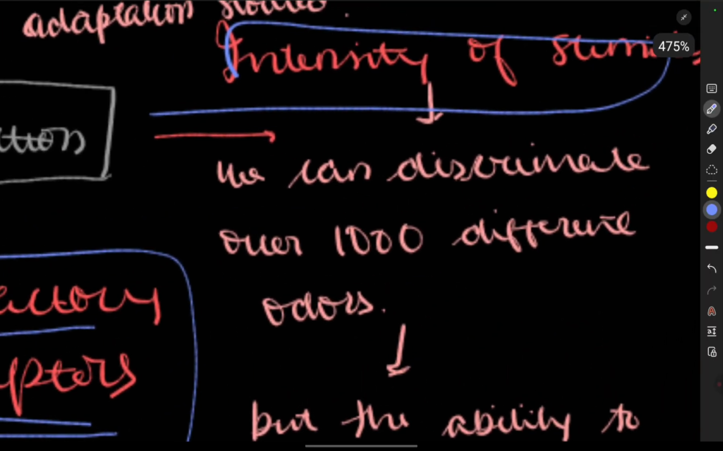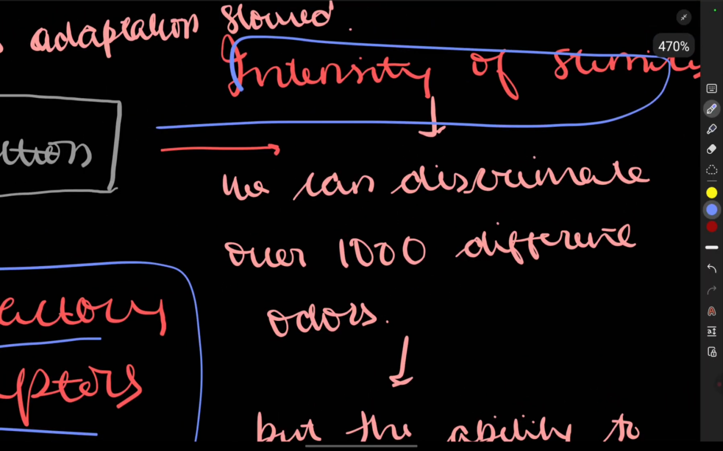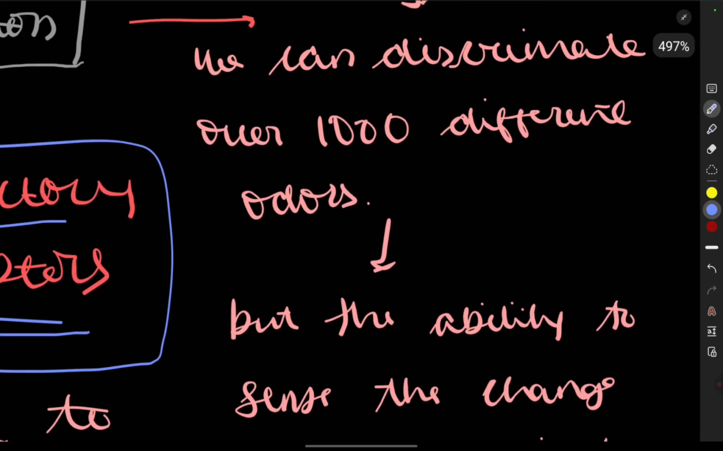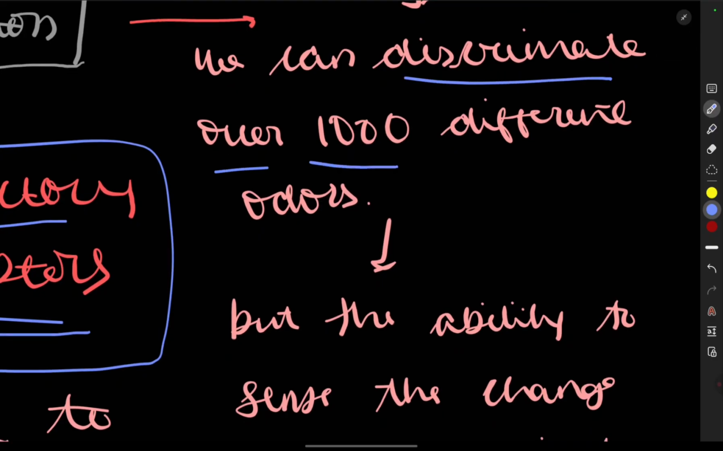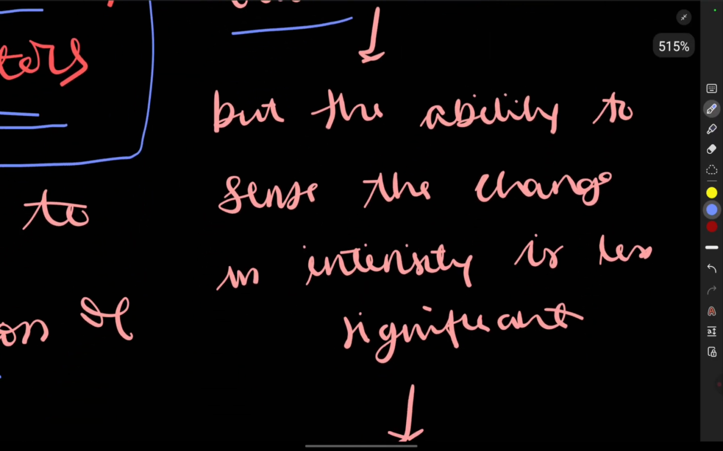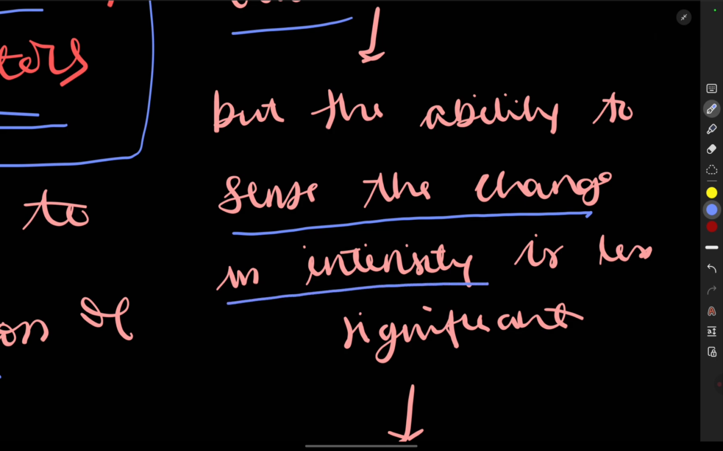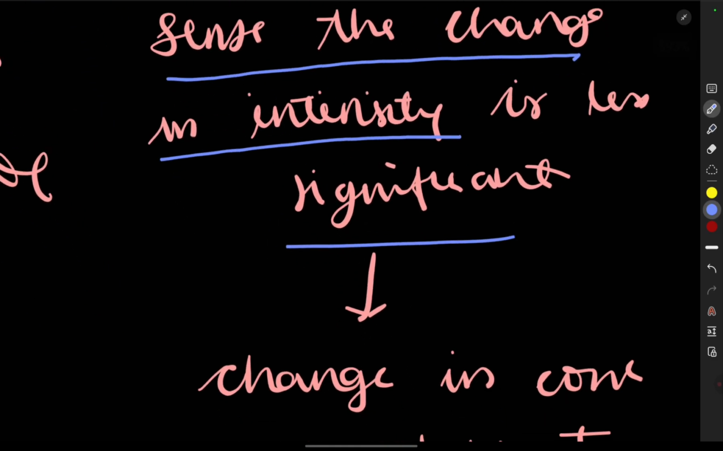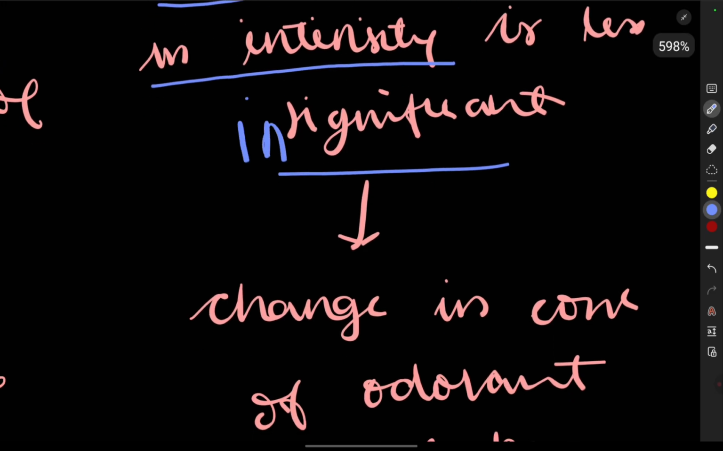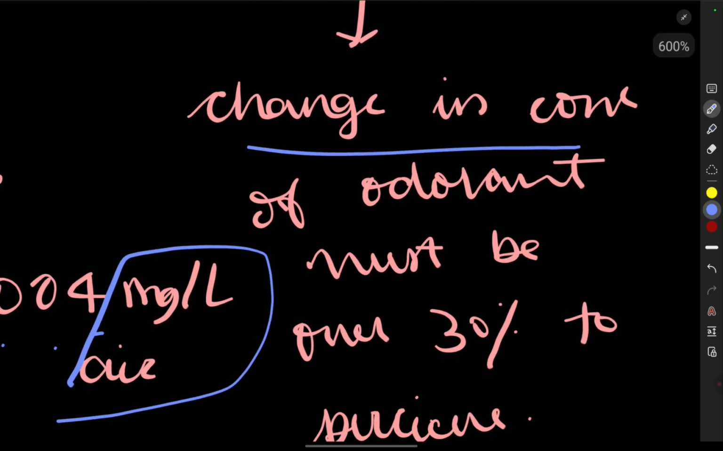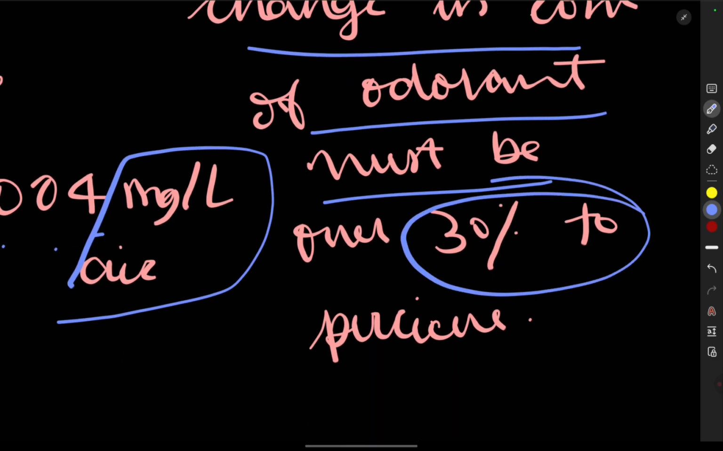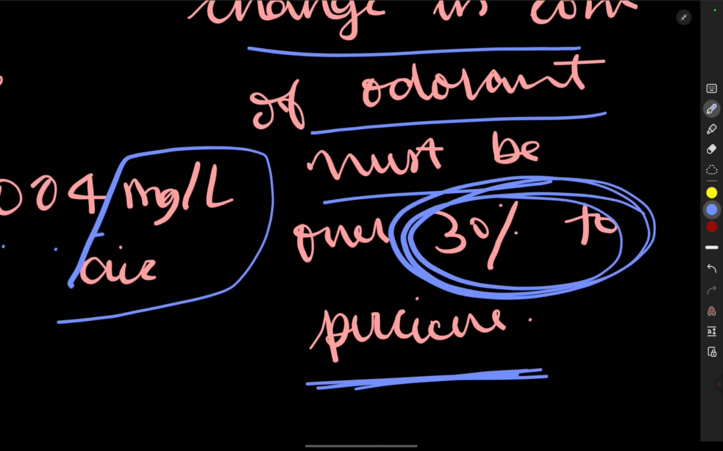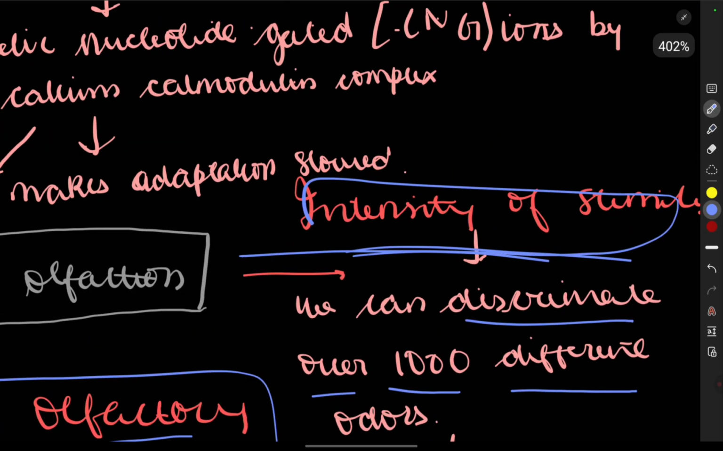The third factor is the intensity of the stimulant. We can discriminate over 1000 different odors, but the ability to sense a change in intensity is poor. Suppose you take clove oil and you are told to sense the intensity of the odor, it is insignificant, you can't do that. The change in the concentration of odorant must be over 30% to perceive the change in intensity. So this is about the intensity of the stimulus.